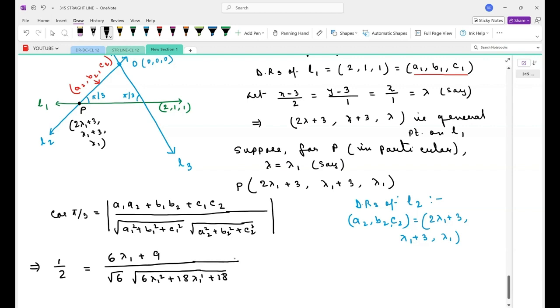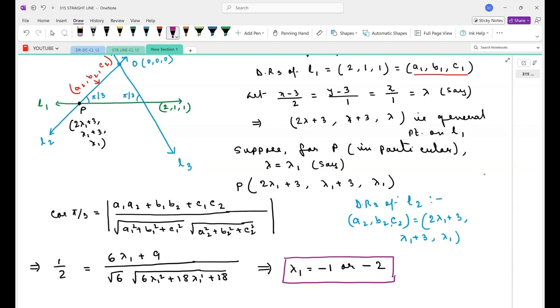Now if I square it and cross multiply and solve it, we will get two values of lambda 1 because it will be a quadratic. So lambda 1 will have minus 1 or minus 2. Actually, why are we getting 2 points? Because we have not considered L3 in my calculation at all. So these two lambda 1s are one from L2 and one for L3. That's why.